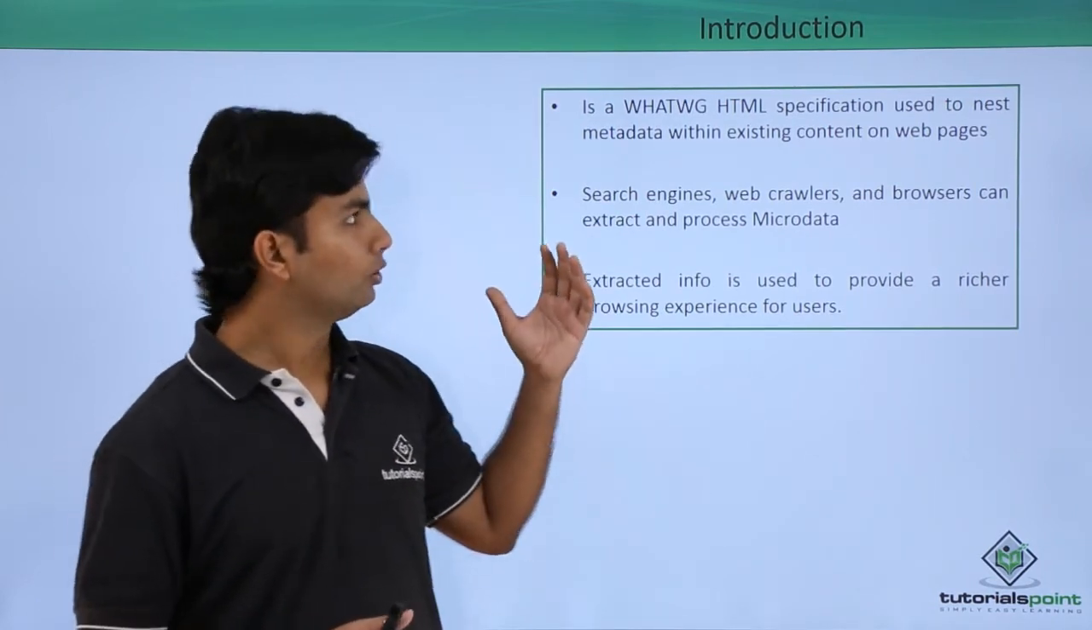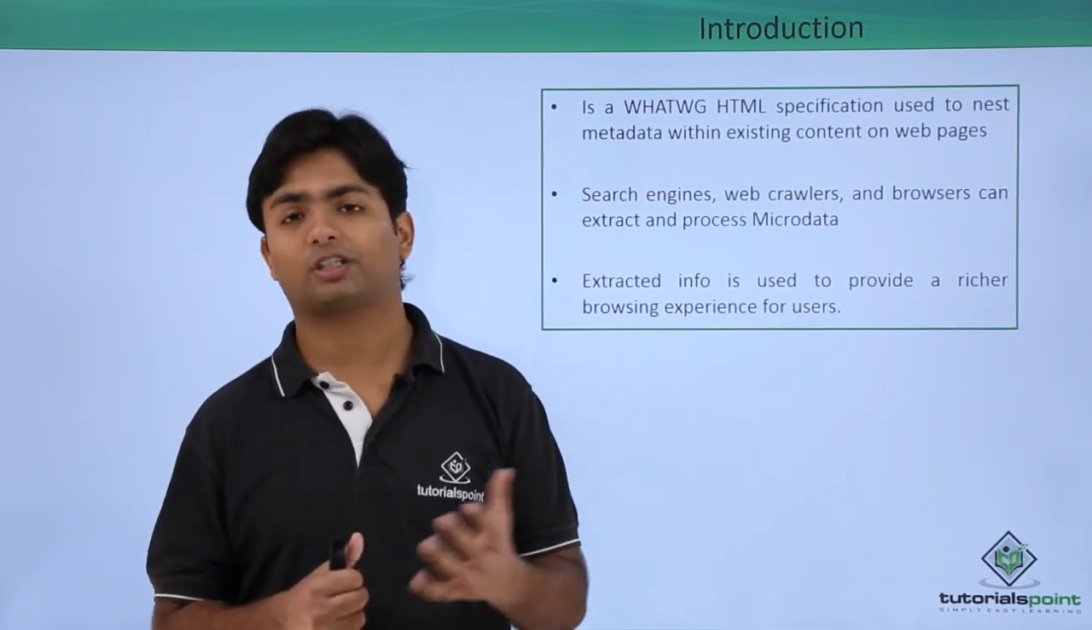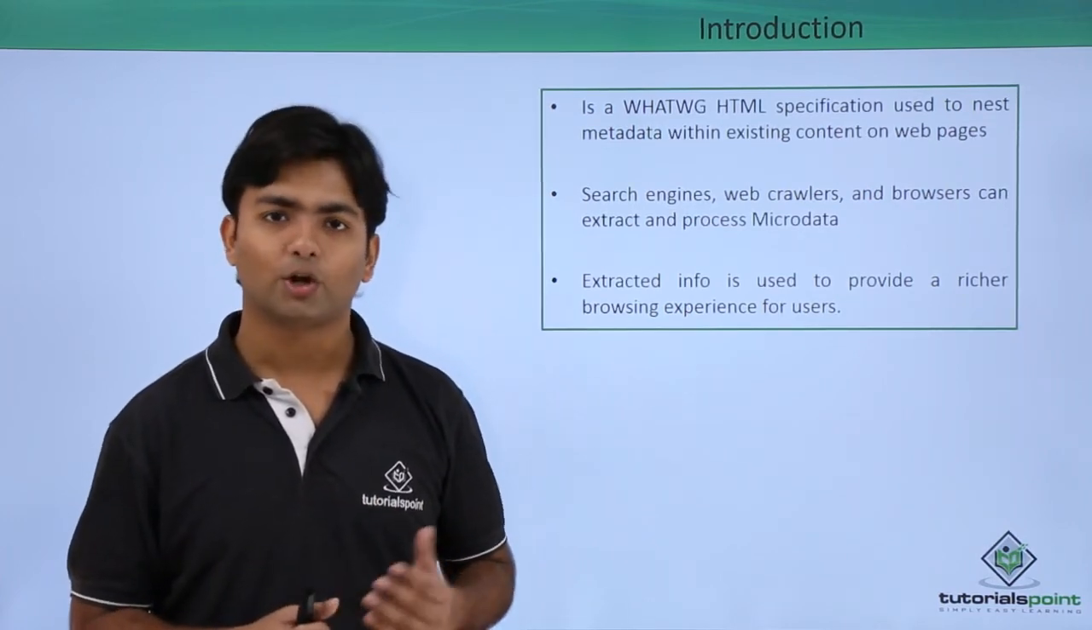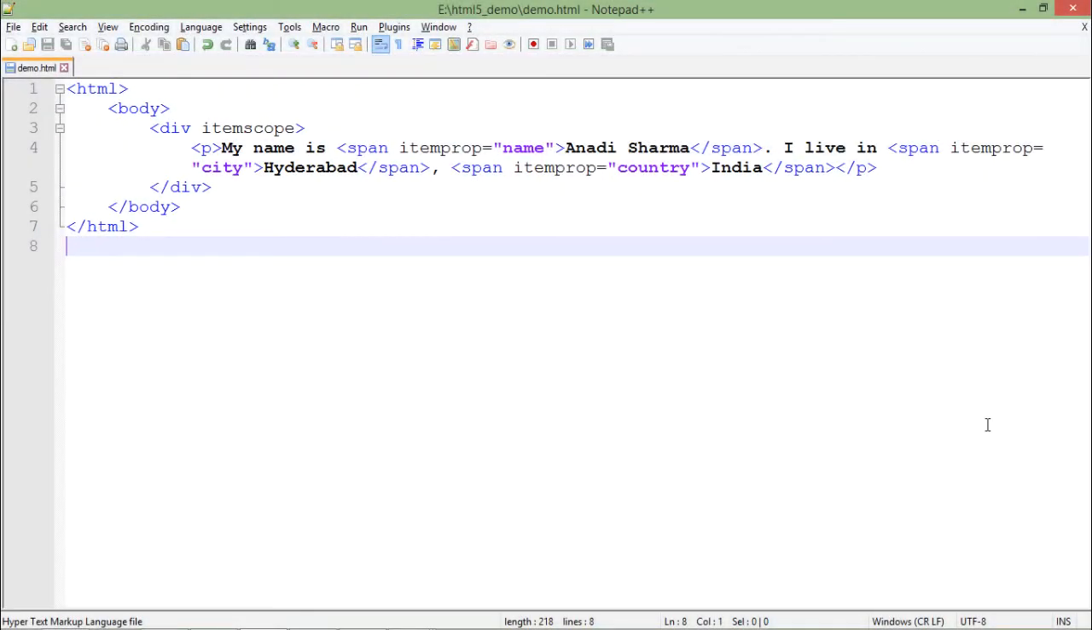So let's see a practical implementation where we will use some of the specific semantics while working with the microdata. Here you can see it's a very simple example of microdata where I have just written a single text: my name is Anadi Sharma, I live in Hyderabad, India. But here I am using three different kinds of information. First is a person name, second is a city name, and third is a country name.